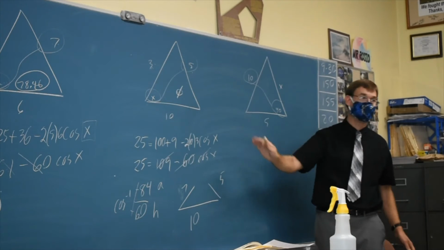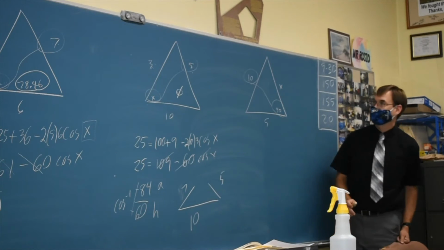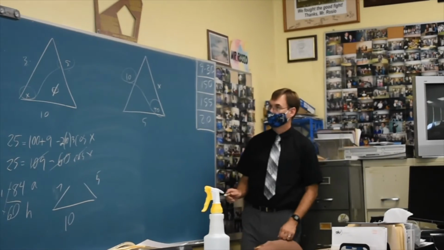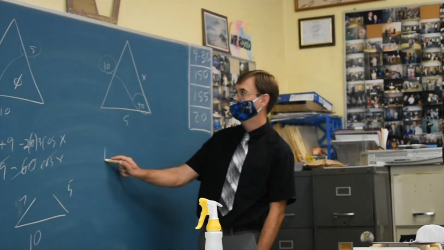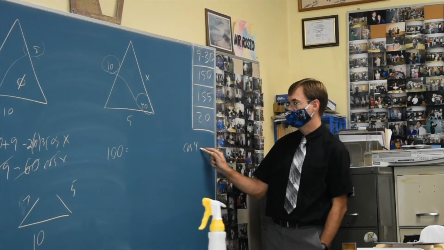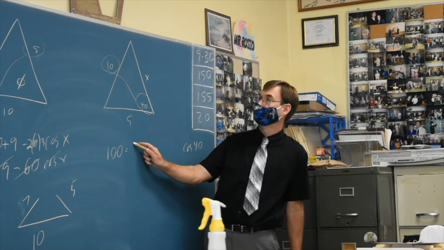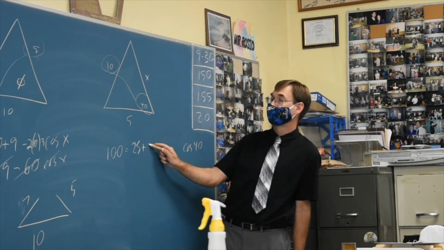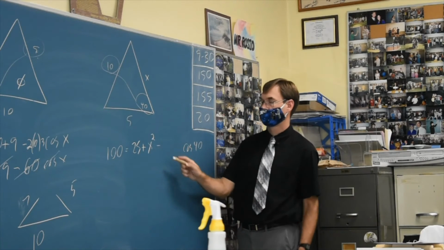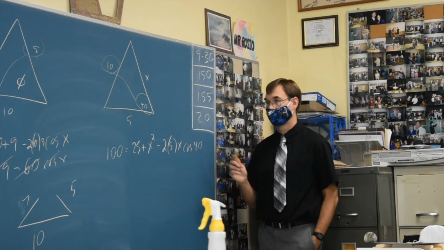A question about that? Save the worst for last. So if we go to do this one, 100 at the beginning, cosine 40 at the end. And through the middle, it's sort of interchangeable. 25 is a choice, x squared is a choice, minus 5 and x, cosine 40.